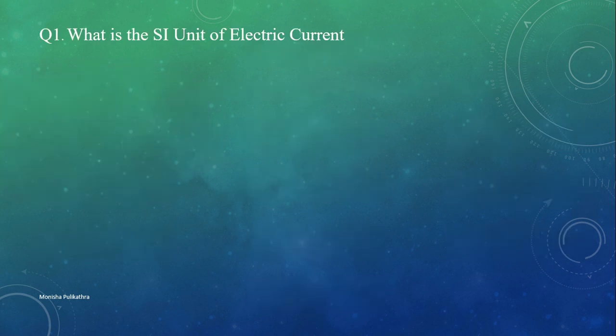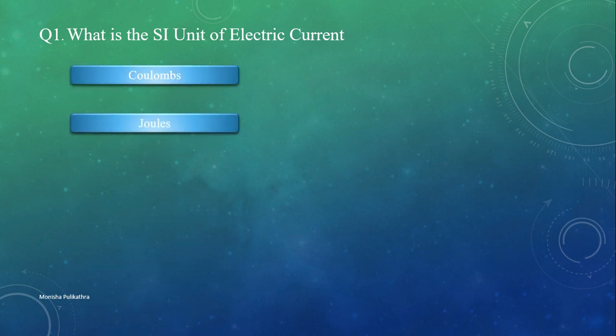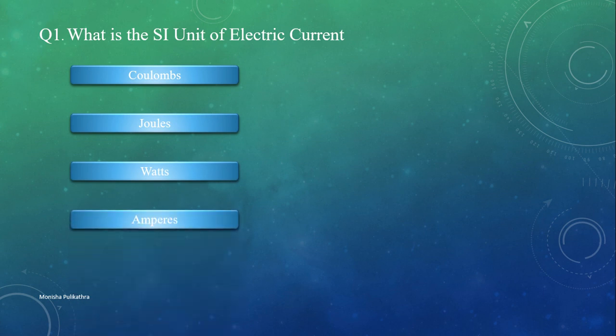The first question is, what is the SI unit of electric current? Is it coulombs, joules, watts, amperes? What is the SI unit of electric current? The answer is amperes.